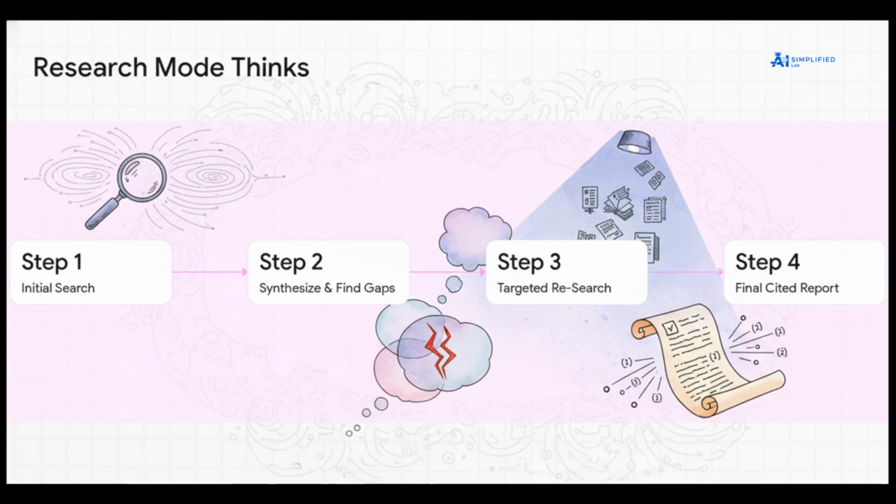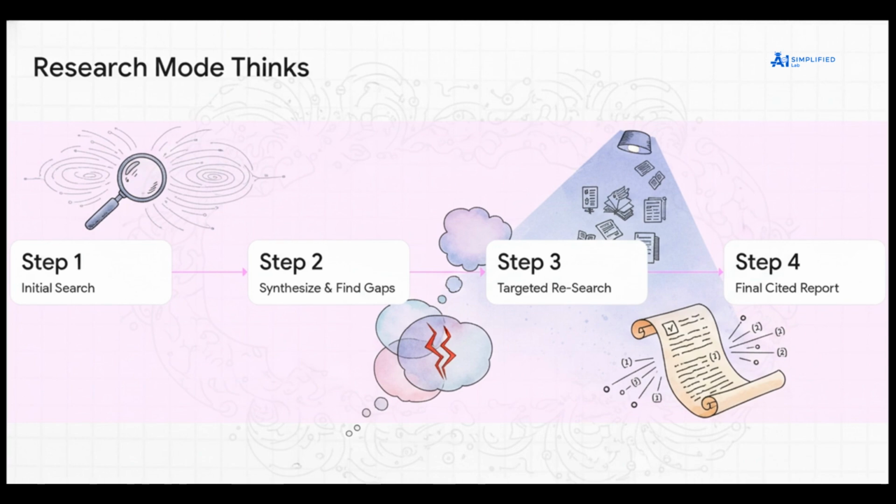Then it pulls all that info together and, kind of like a really smart researcher, it stops and asks itself, okay, what's missing here? What are the gaps? It actually identifies what it doesn't know yet. And then it goes back out and does another much more targeted search to fill in those specific blanks. Only after all that does it give you the final complete cited report.